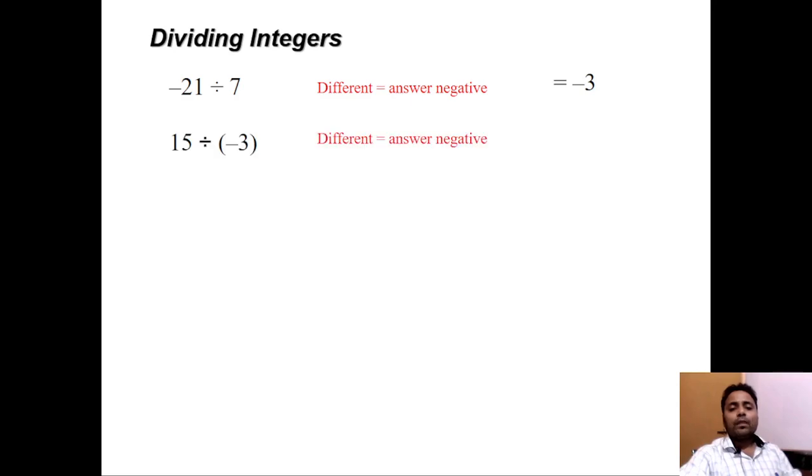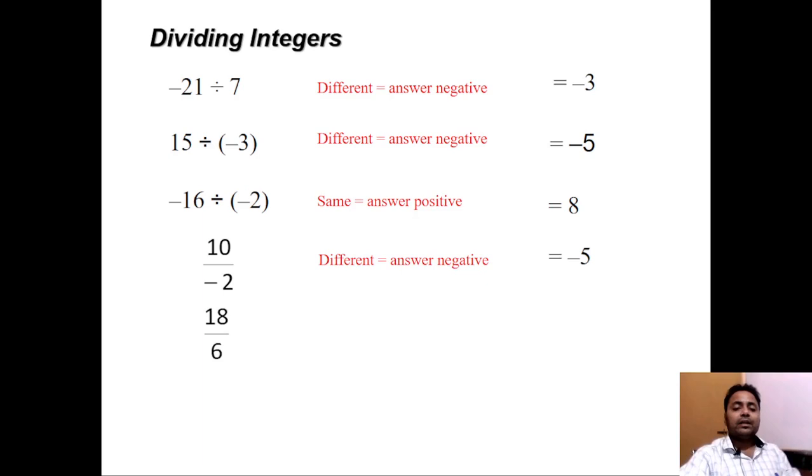So the same, if the dividend is positive and divisor is negative, then the result will be negative also. If the dividend is negative and divisor is negative, then the result will be positive. When the dividend is positive and divisor is negative, then the result will be negative. When the dividend is positive and divisor is positive, then the result will be positive. Same, when the dividend is negative and divisor is negative, the result will be positive.